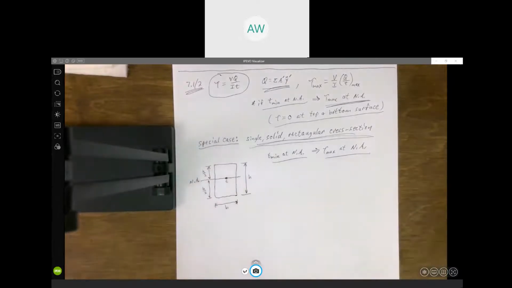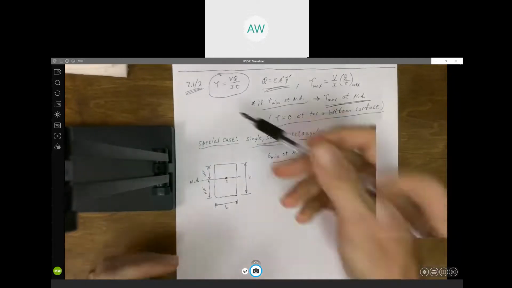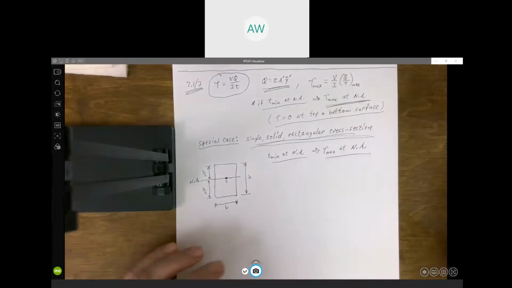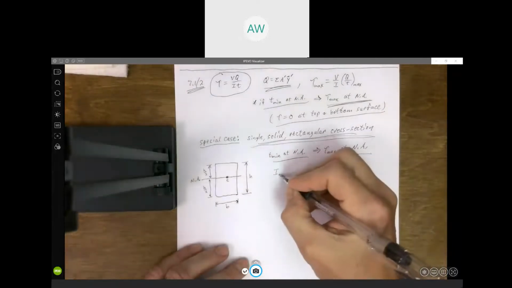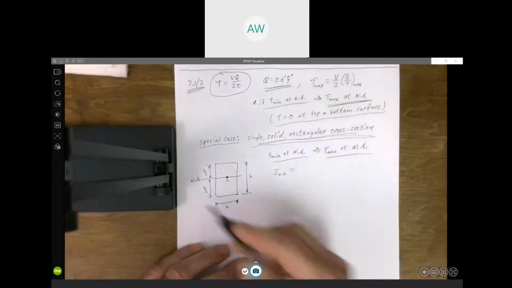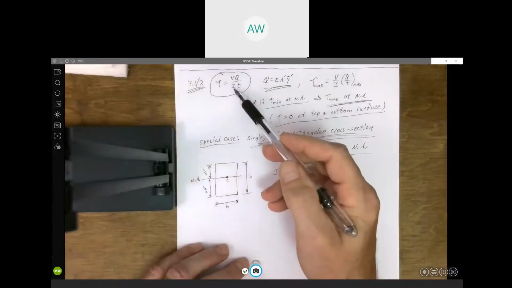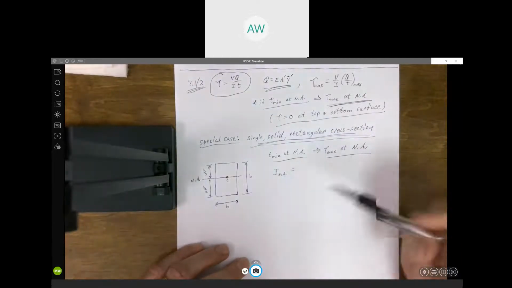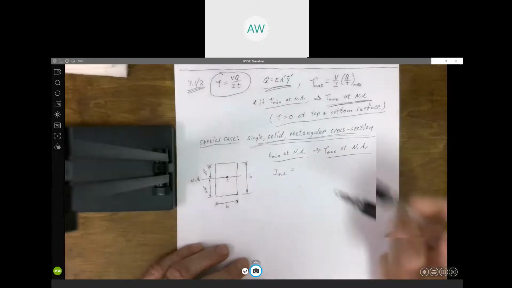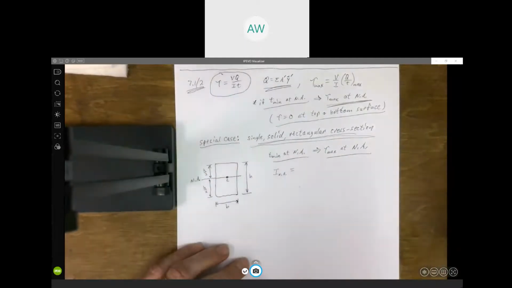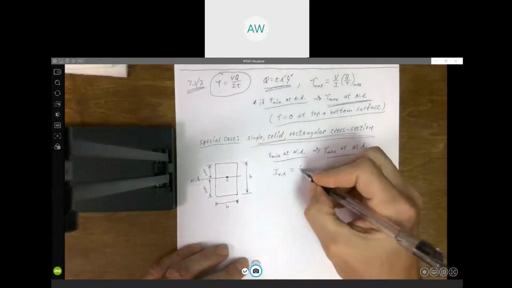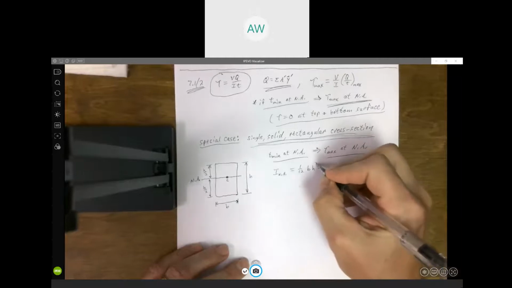So we need to find what I is for this cross section, and we need to find Q at the neutral axis. Then we'll plug into this formula up here and see what we get. I, again, is the moment of inertia about the neutral axis. Well, it's a rectangle, the only one I told you that you were responsible for, and it's 1/12 base times height cubed.